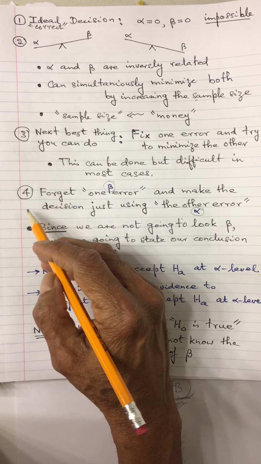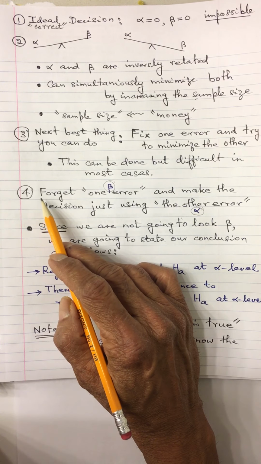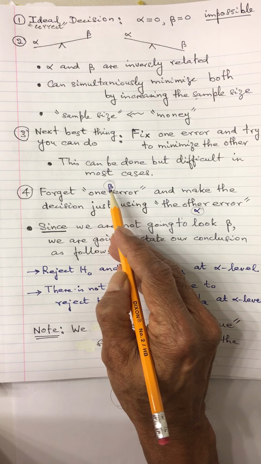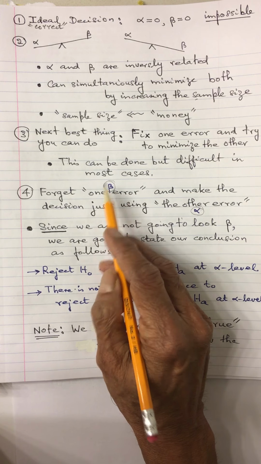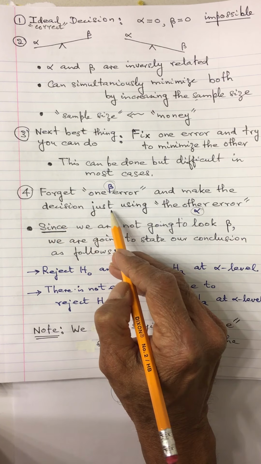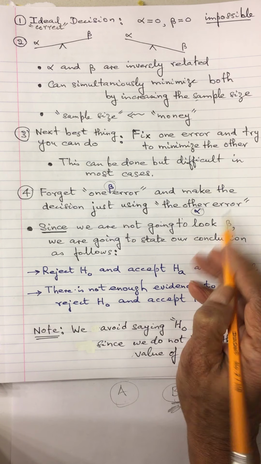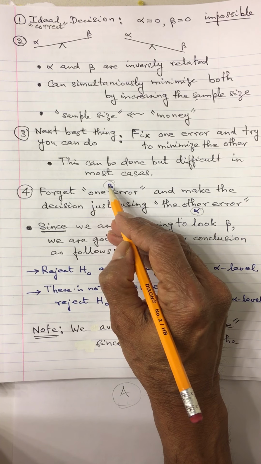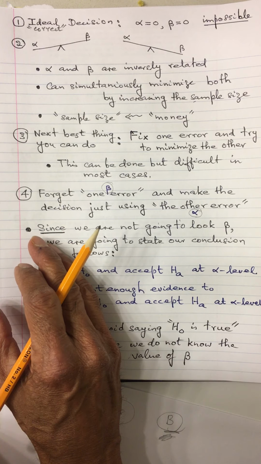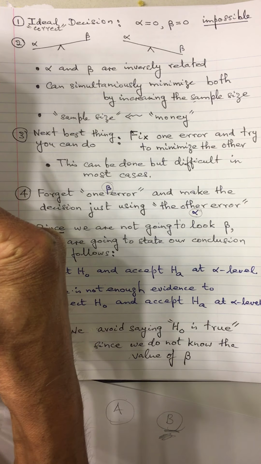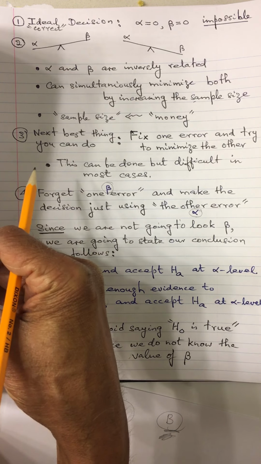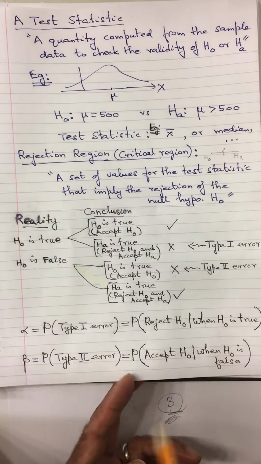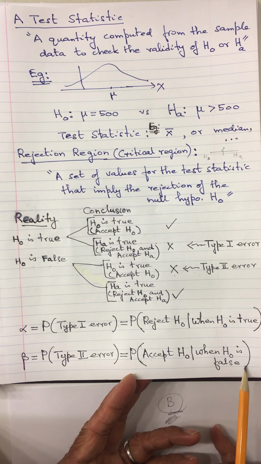What we are trying to do is take an easy way out. Forget one error. Usually people forget about the beta. You will see later why we do that. We forget one error and make the decision just using the other error, which is alpha. That's what we are going to do in this class. We are going to forget about the error beta. Again, you remember that error beta is the error you might make by accepting H naught when H naught is false.